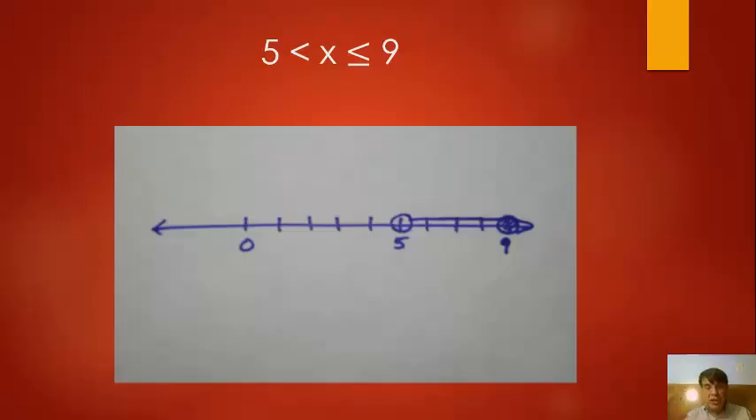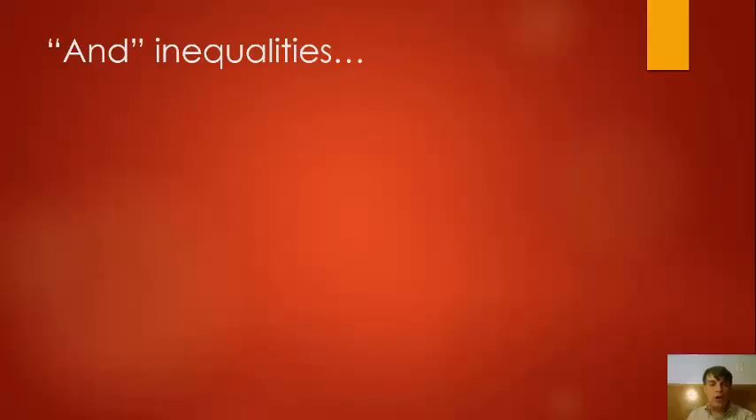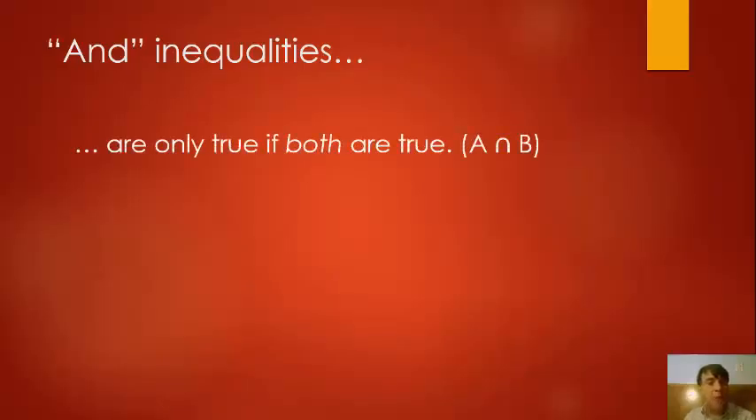So you can see, again, AND combinations tend to limit. It's just that little range of numbers between 5 and all the way including 9 are the solution to that AND compound. Okay, so AND inequalities are only true if both are true.